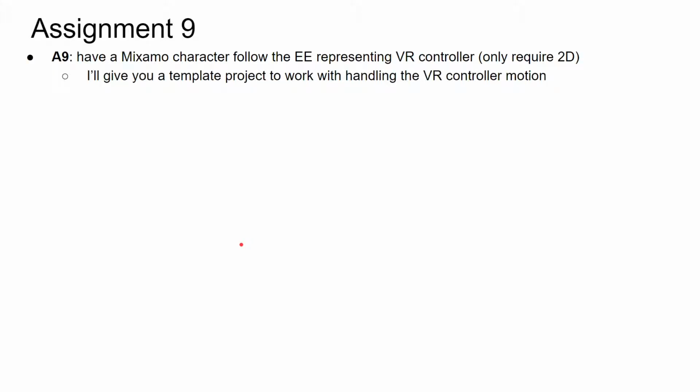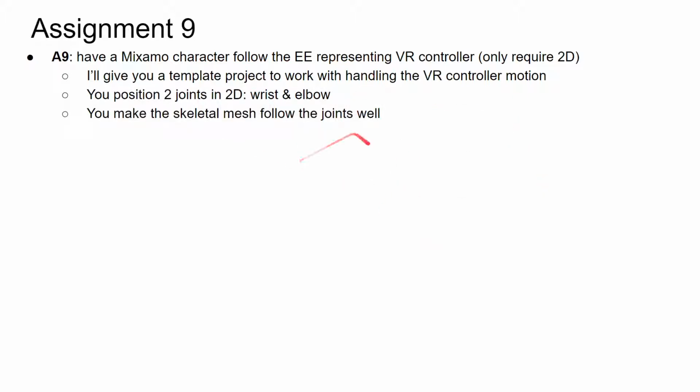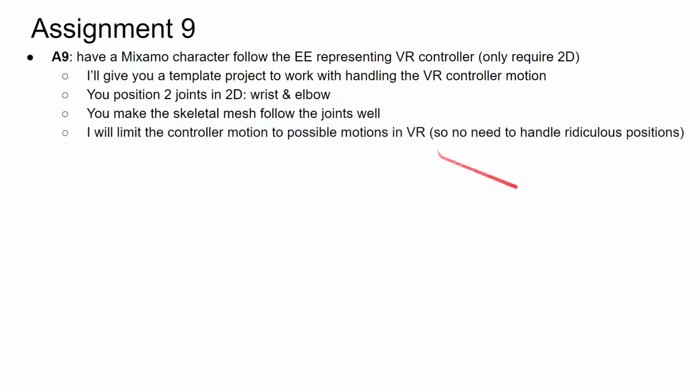Okay, we're at the end. Sorry for taking long, but just to explain what A9 will be. In A9, which I'll write up very soon, you'll have a Mixamo character, and you want their arm to follow some 2D VR controller. I'll give you a template, one for Unity and one for Unreal people, and you will position the wrist and the elbow, and you will also make the skeletal mesh follow these joints. I'll make sure to limit the controller motion to be actually possible. For example, it's really hard to get the controller behind your back.